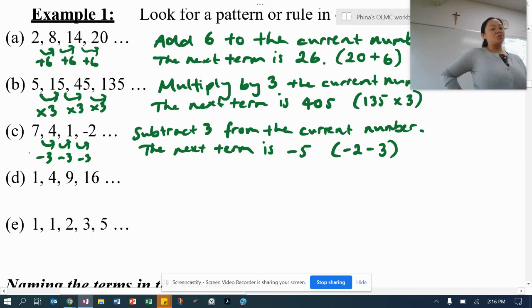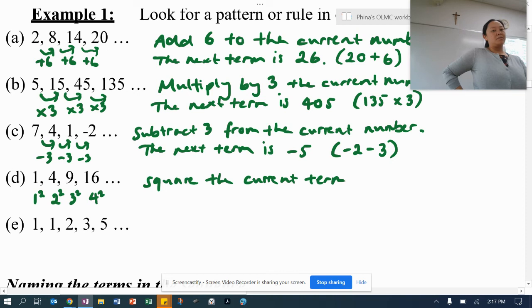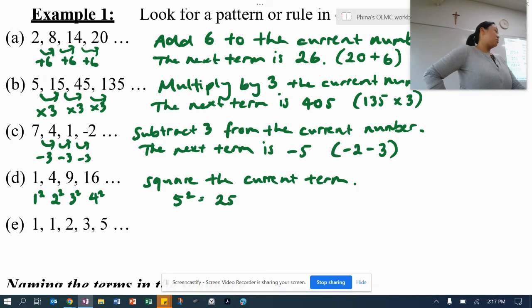This one is what we call square numbers. So what it actually is, it's 1 squared, 2 squared, 3 squared, and 4 squared. So I'll just say square the current term. So the next one would be 5 squared, which is 25. We won't be doing much on that kind of stuff, but that's just something to show you.